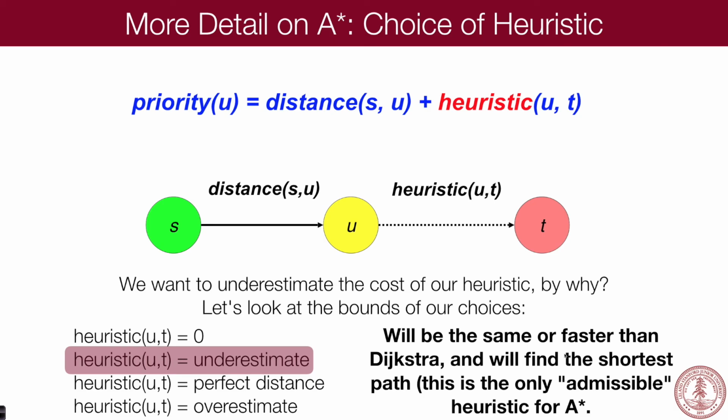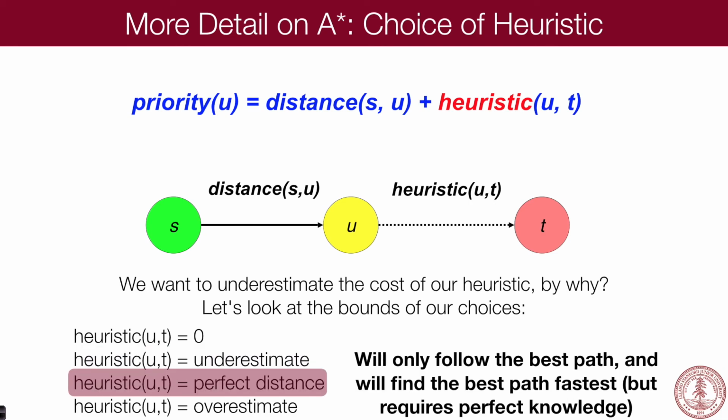Okay, if for some reason you had a perfect distance heuristic, that means you'd always know the best path. Now, this requires perfect knowledge, and if you had perfect knowledge, you would already be able to figure out the answer without having to run an algorithm. You would already be able to figure the distance out. So there's no perfect knowledge.